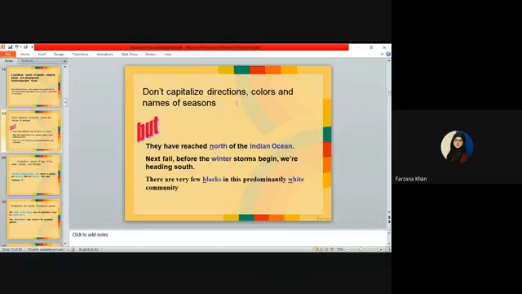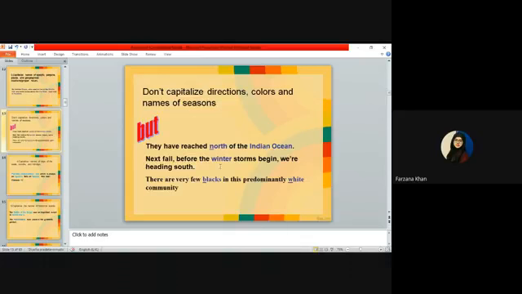Every sentence. Well, in the first example, you can see, they have reached north of the Indian Ocean. Well, north is basically a direction. That's why it's not capitalized. But Indian Ocean is a place. That's why it's a name, and that's why both of the first letters have been capitalized.